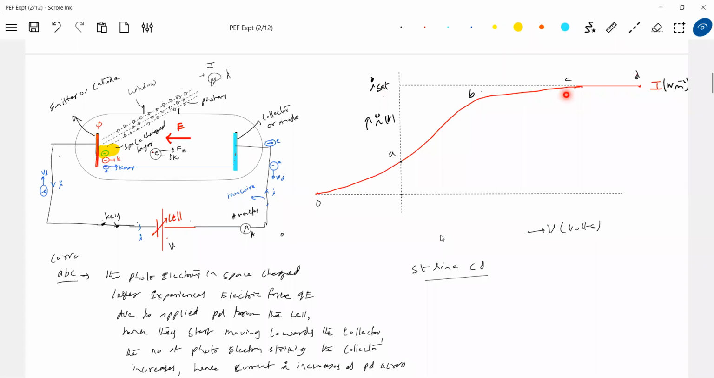So in the region ABC, the space charge diminishes. Afterwards, any photoelectron ejected from the emitter will be immediately swept towards the collector. Therefore, the number of photoelectrons striking the collector remains constant. So what is the explanation we should give?